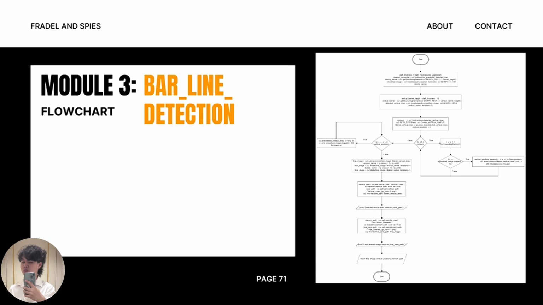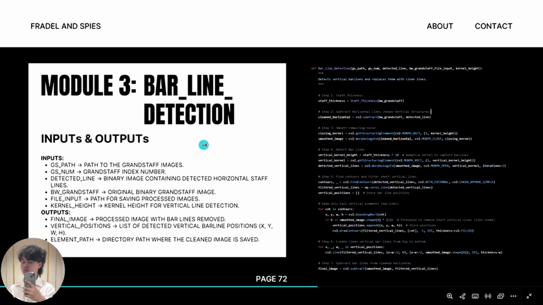Module 3, bar line detection, and this is the flowchart. Input and output: JS path, the path to the scanned image. JS num, the scan index number. Detected line, a binary image containing detected horizontal staff lines. Black and white, the original binary image. File input, kernel height, and output: final image, vertical position, and element path.